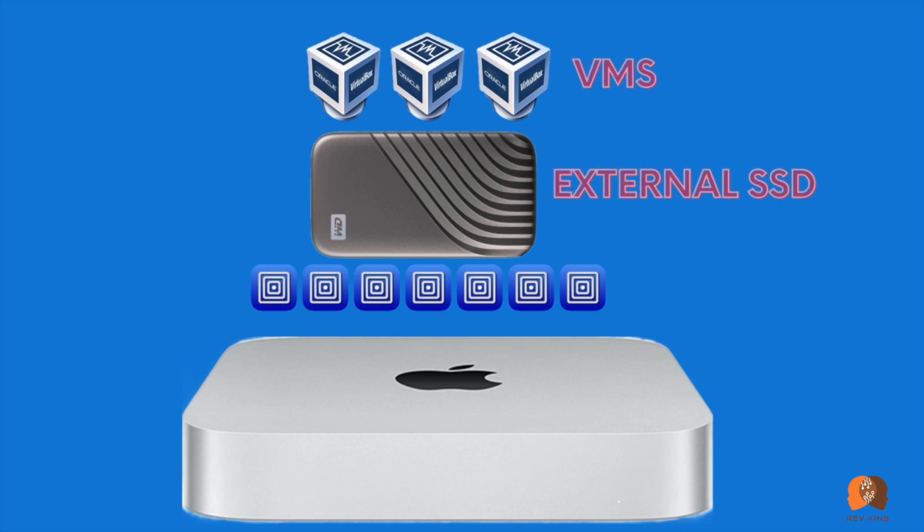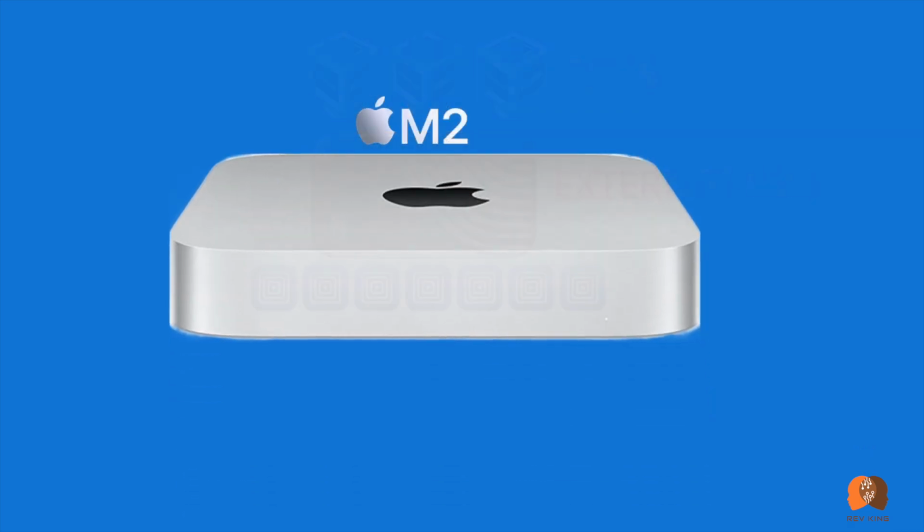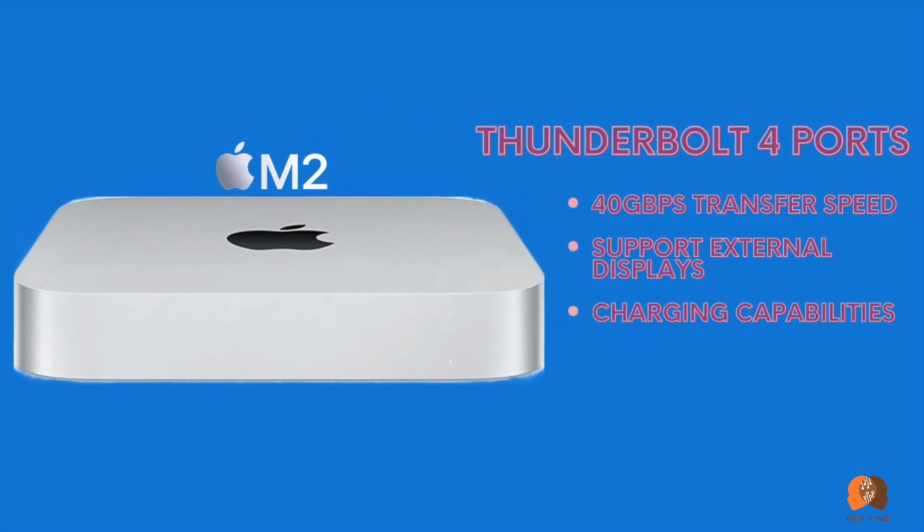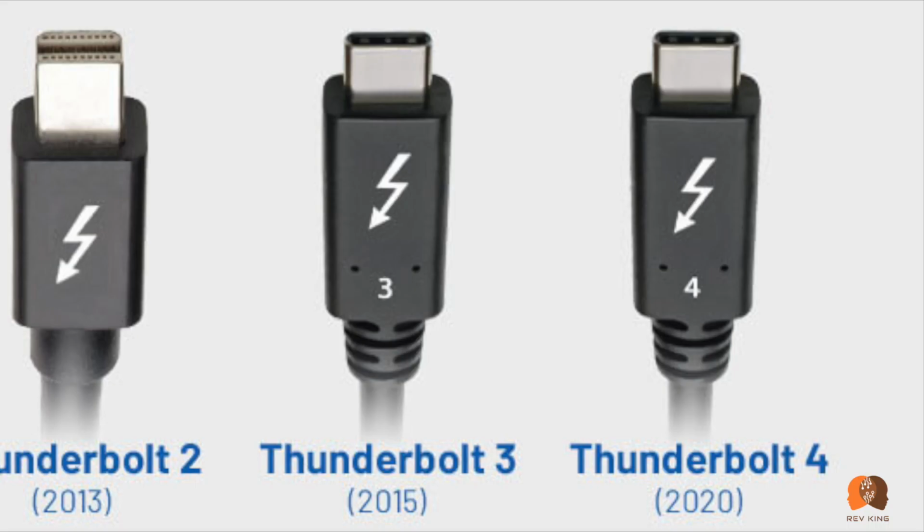Before diving into the storage hack, let's briefly talk about the capabilities of your Mac's Thunderbolt 4 USB-C port. It offers a data transfer speed of up to 40 Gbps, supports external displays with resolutions up to 6K at 60 Hz, and provides charging capabilities. These features come in handy when we discuss our storage hack.